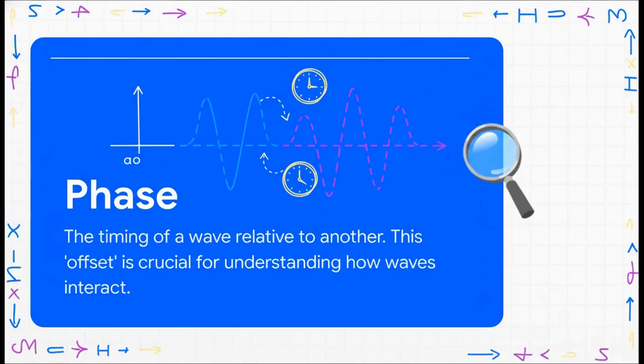And now for the one that can be a little tricky, but it is absolutely crucial: phase. Phase is all about timing. It's the offset. Are two waves perfectly in sync, or is one lagging just a little bit behind the other? You've got to understand, in the world of AC, this timing relationship, it's everything.